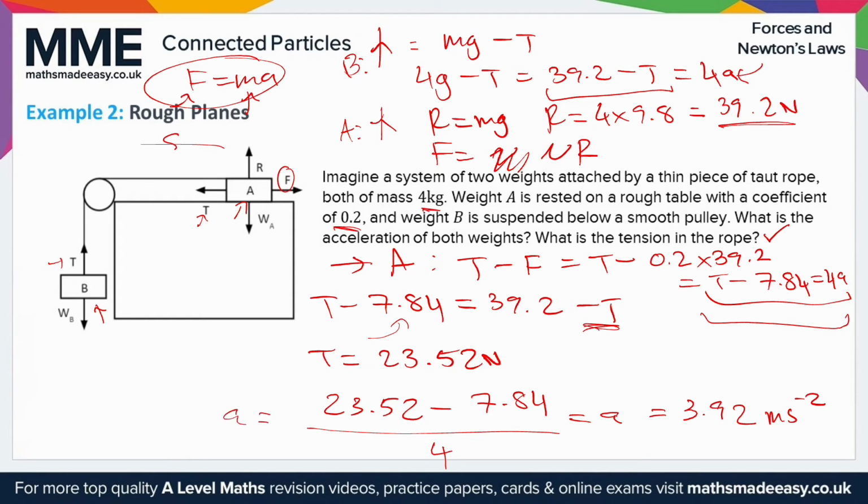As I said previously, because these are connected particles, if one has a certain acceleration, the other has the exact same acceleration, and in this case it's sort of in the same direction. As this is moving this way, it just follows the path of the rope. Okay, so they're both moving that sort of direction.